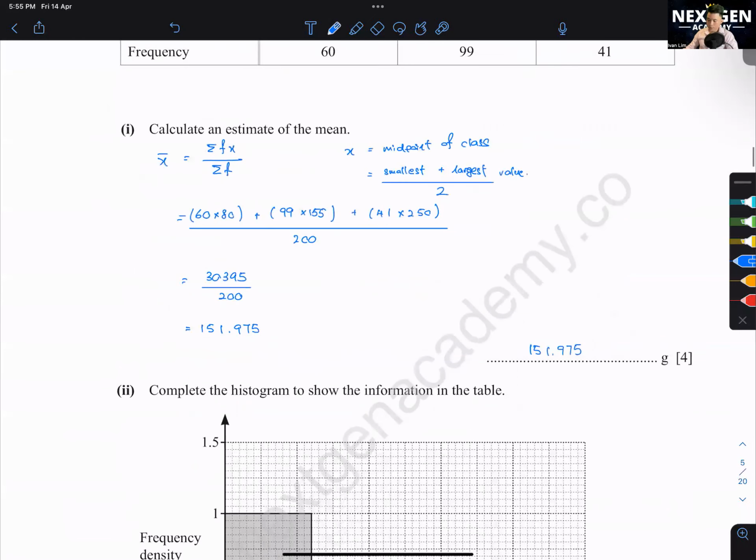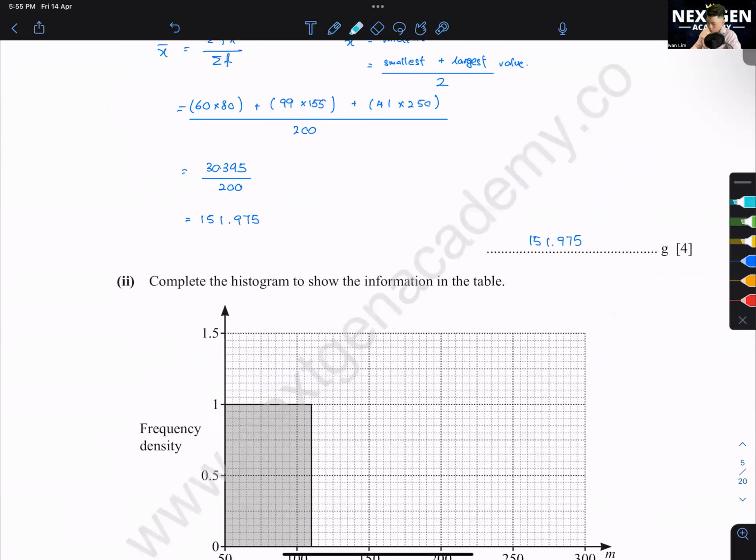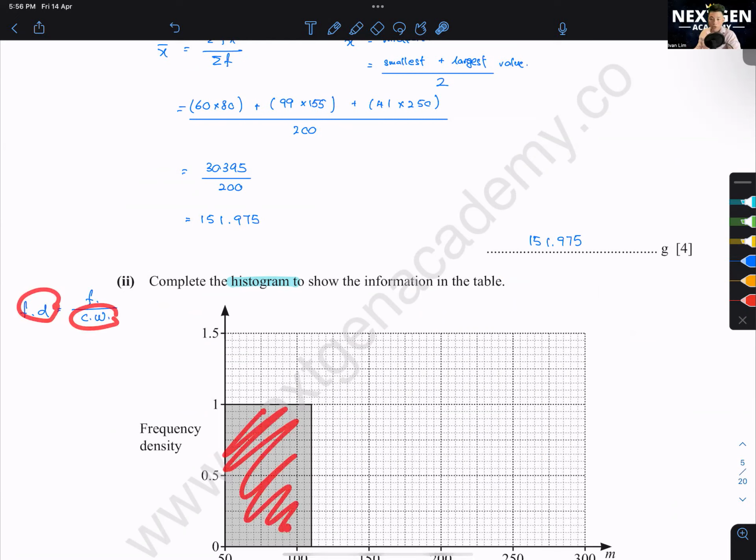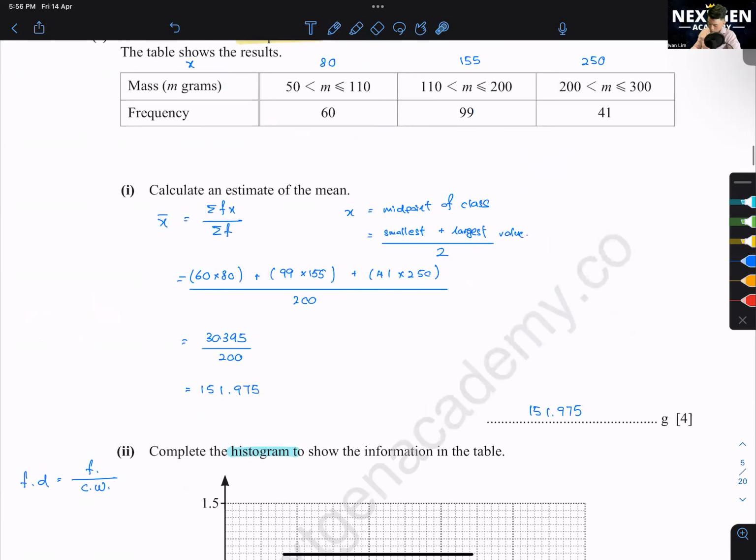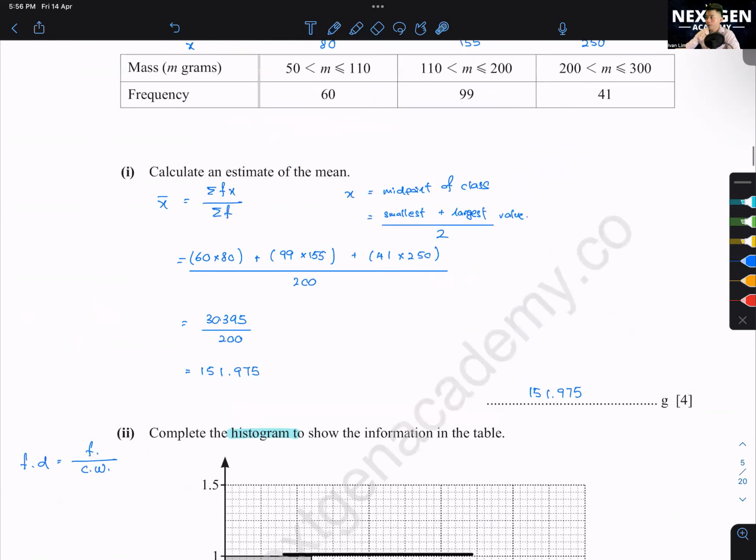Next one. Complete the histogram. Keyword for histogram. What is the main formula that we need to know? FD equals F over CW. Please memorize this. I've observed actually some of the papers also. Make sure you understand also how to find your frequency. It's FD times CW. So the area of the bar is actually your frequency. Sometimes they might reverse the way they question it. So anyway, this one, we need to find our frequency and class width.